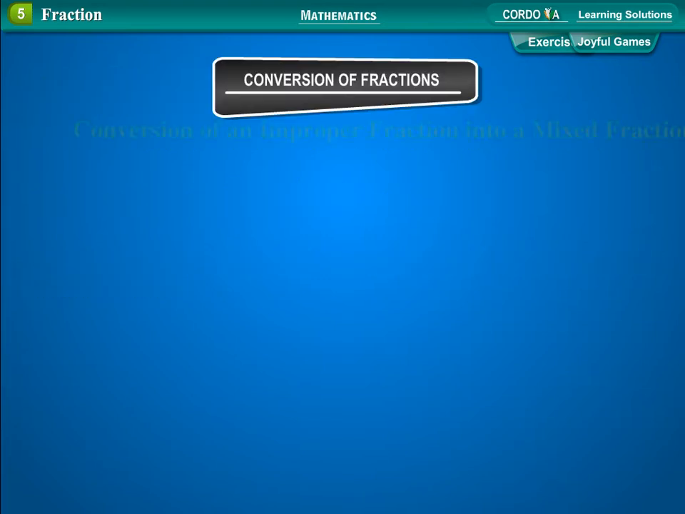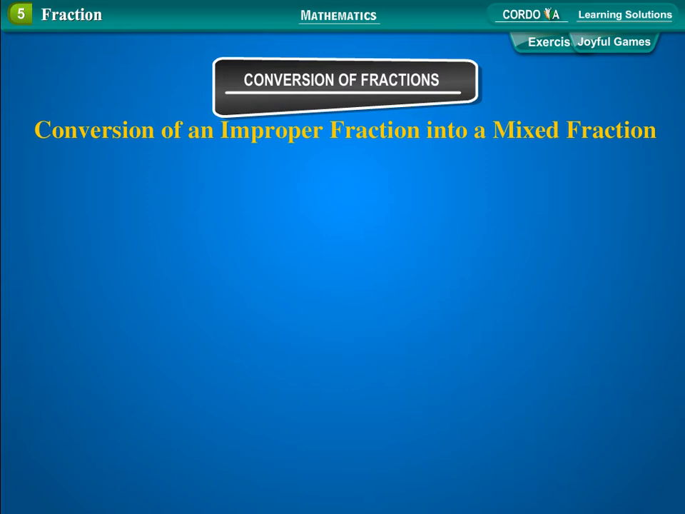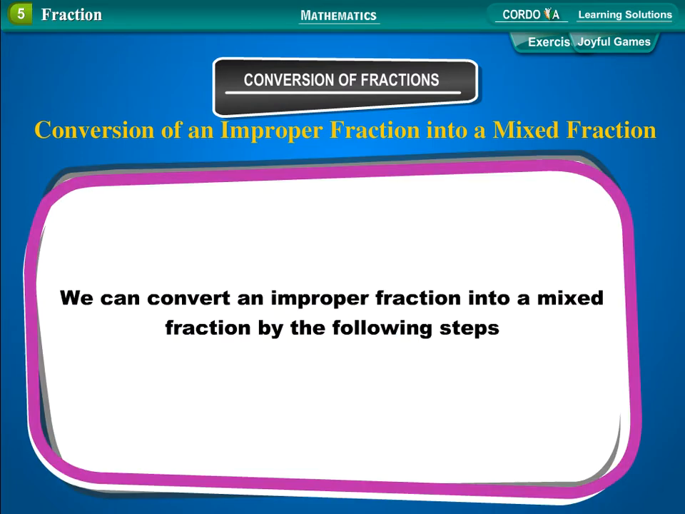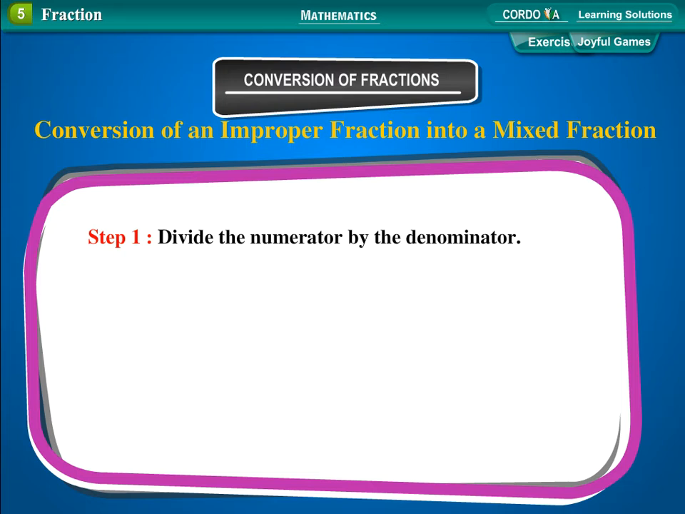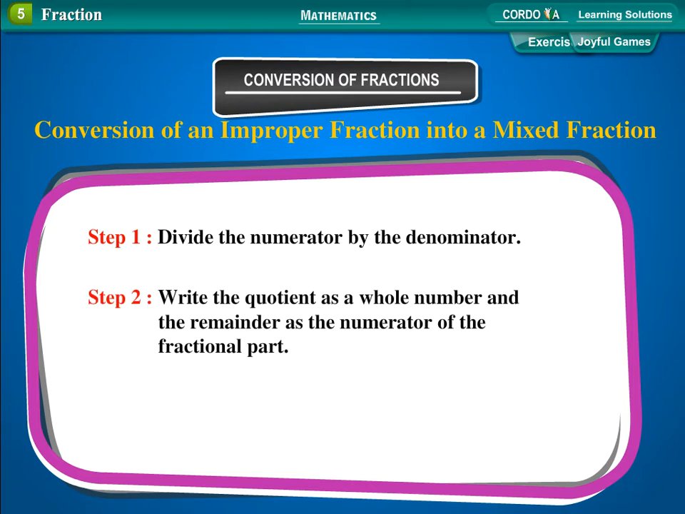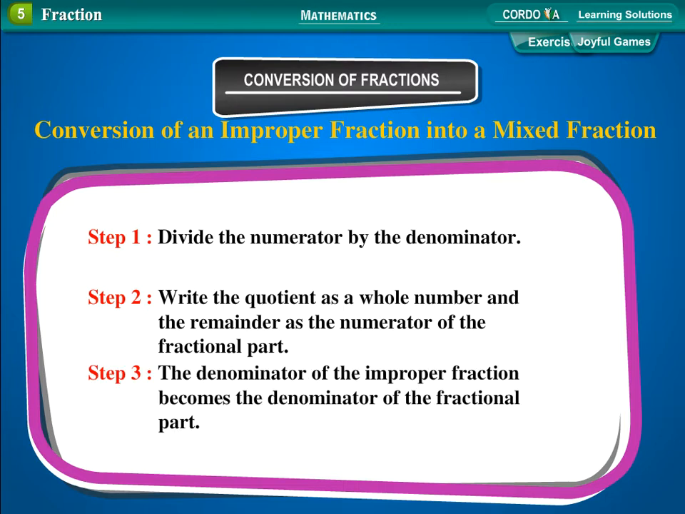Conversion of fraction. Conversion of an improper fraction into a mixed fraction. We can convert an improper fraction into a mixed fraction by the following steps. Step 1. Divide the numerator by the denominator. Step 2. Write the quotient as a whole number and the remainder as the numerator of the fractional part. Step 3. The denominator of the improper fraction becomes the denominator of the fractional part.